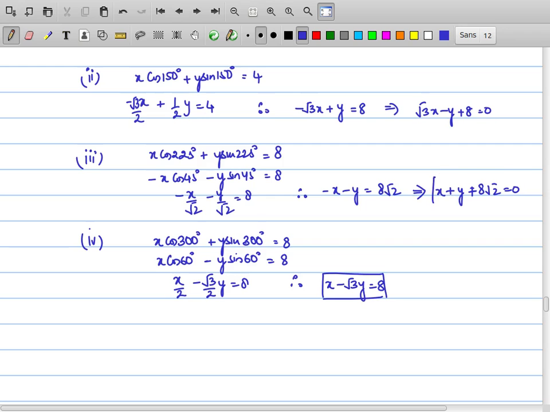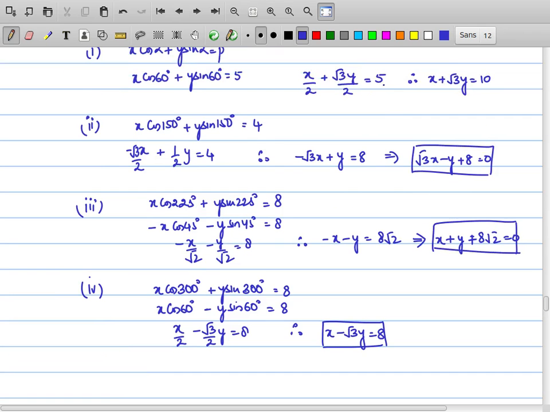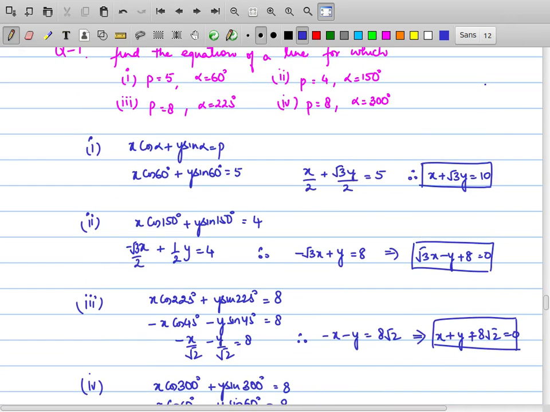These are your equations to these particular cases. These are your 4 cases. This is an elementary question, just to make you understand the basics.